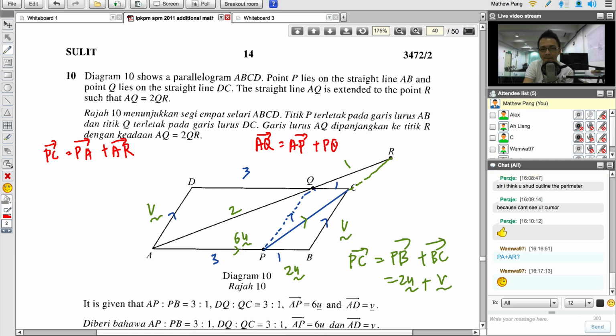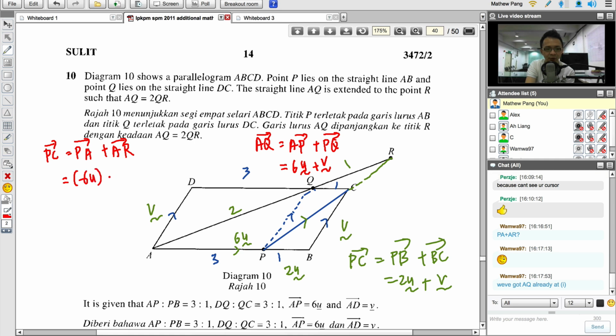So basically AP is 6U plus V. Alright, this is ratio 2. So its ratio 3 means what? My PA? Do I have PA? Yeah, I got PA. PA is negative 6U. Okay, my PC is 2U plus V. Alright, my AR is just what? AR is the whole thing, right? I know my AR actually is 3 over 2 of my AQ. This is some ratio thing because AR is longer, right? So AR is 3 over 2 of AQ. You must understand this one.